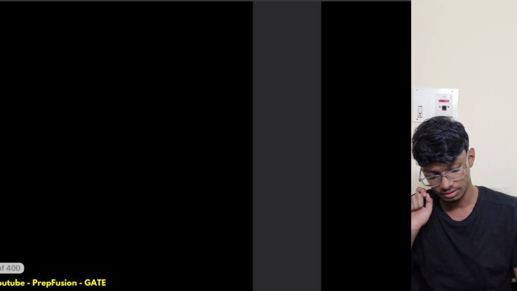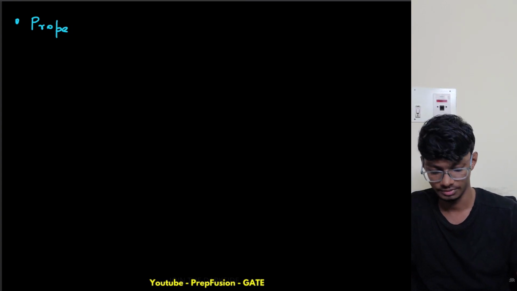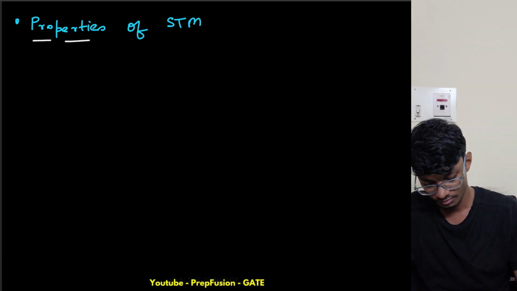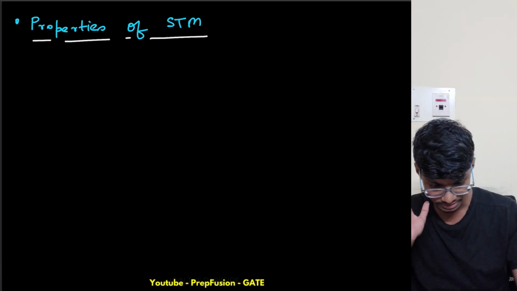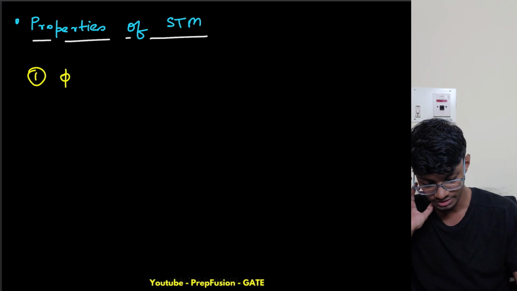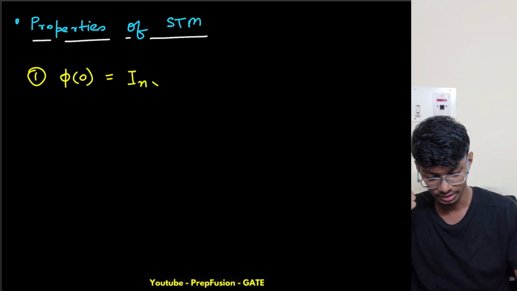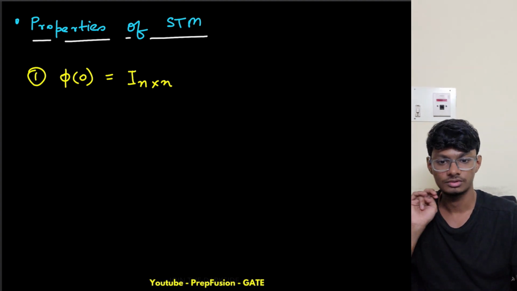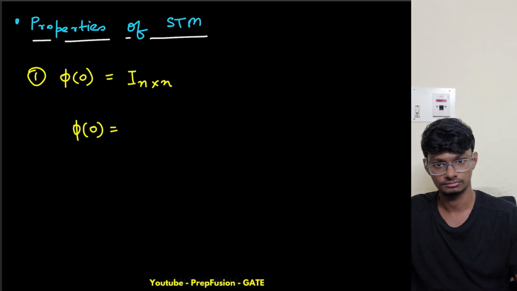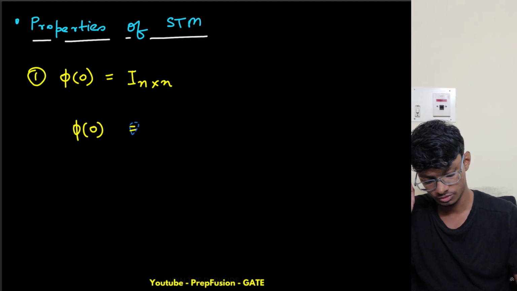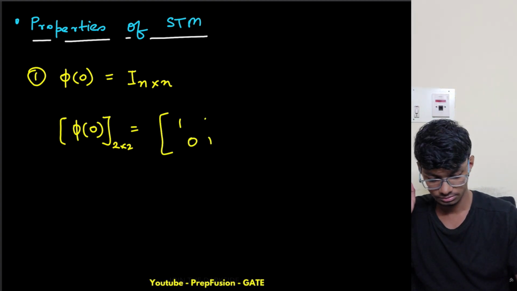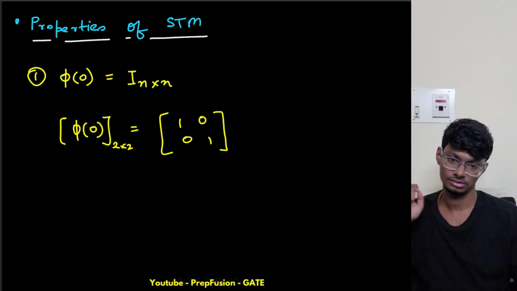So what are the properties of STM? The first property is that phi of 0 will be equal to the identity matrix I of n cross n, where n represents the number of state variables. So let's say if my order is 2, the number of state variables is 2, then phi of 0 will be equal to a 2 cross 2 identity matrix, with 1 and 0 in the first row and 0 and 1 in the second. So this is my identity matrix.